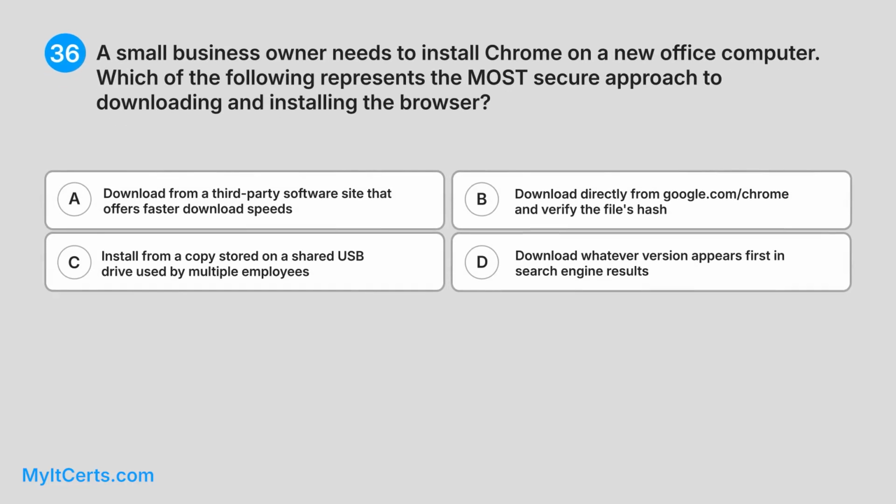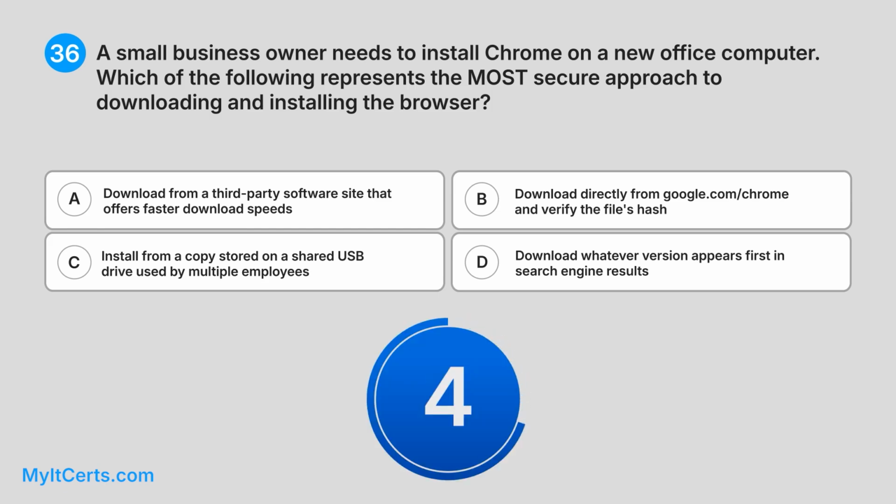36. A small business owner needs to install Chrome on a new office computer. Which of the following represents the most secure approach to downloading and installing the browser? A. Download from a third-party software site that offers faster download speeds. B. Download directly from google.com/Chrome and verify the file's hash. C. Install from a copy stored on a shared USB drive used by multiple employees. D. Download whatever version appears first in search engine results. Do you know the answer?